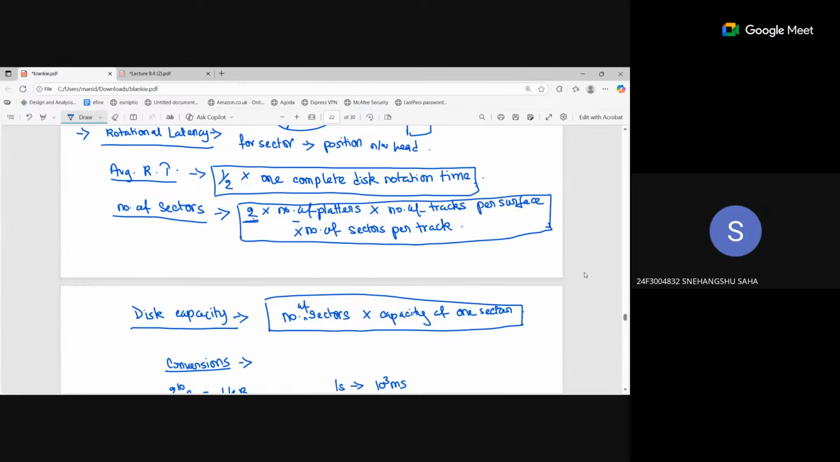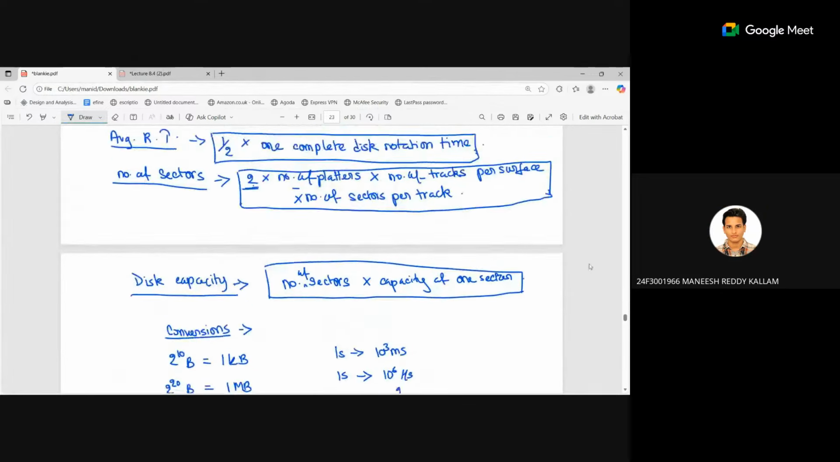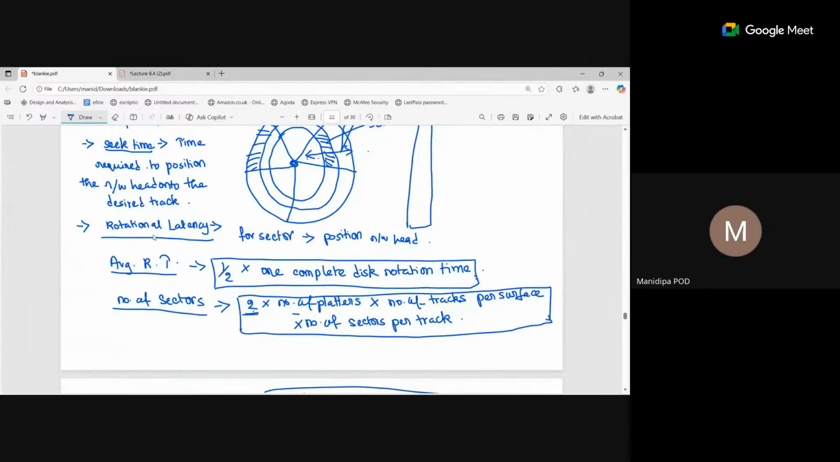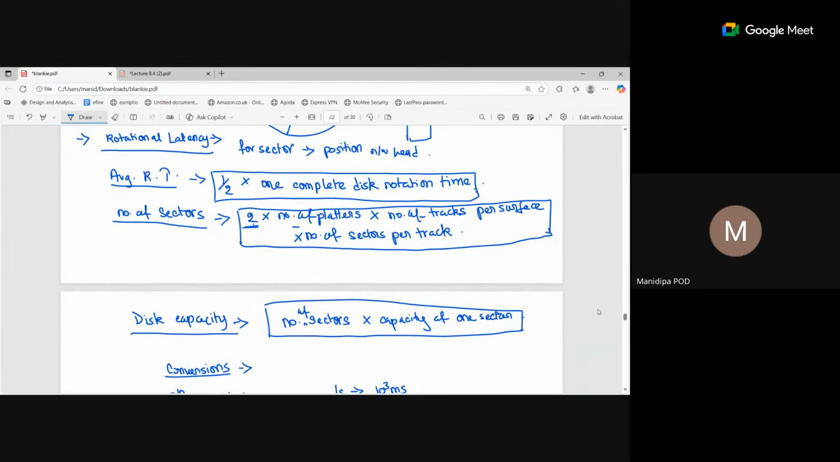Ma'am, what is average RT? What is the full form of RT? Average rotational latency. We don't use the plain term rotational latency, we take the average of it, that is half of one complete rotation. So whenever in any question you are asked to find rotational latency, you will always find the average rotational latency. If you can remember all this, good. Otherwise, just take a screenshot and we'll start with the questions.